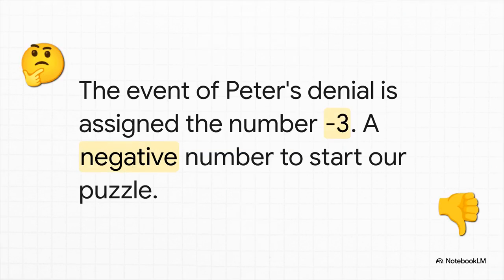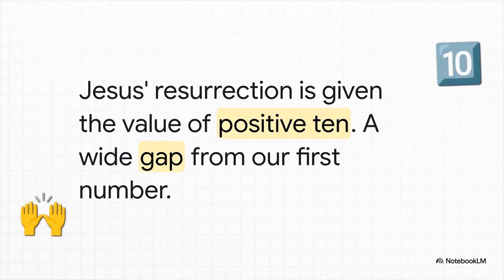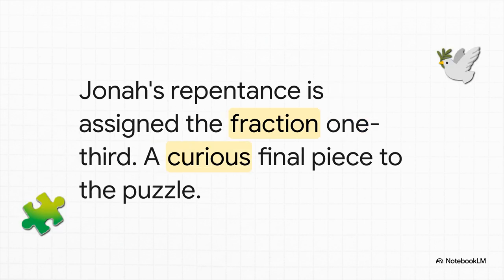The story of Peter's denial gets assigned a number. And that number is -3. Huh. A negative number. Okay, let's file that away for a second. Next up, our second clue. Jesus' resurrection gets a value of +10. All right, so now we have a negative number and a positive number, and there's a pretty big gap between -3 and +10, right? And then there's the last piece of the puzzle, and this one's a real curveball.